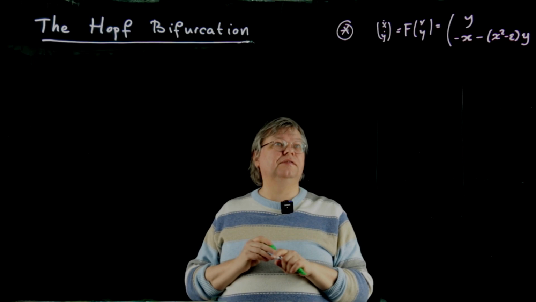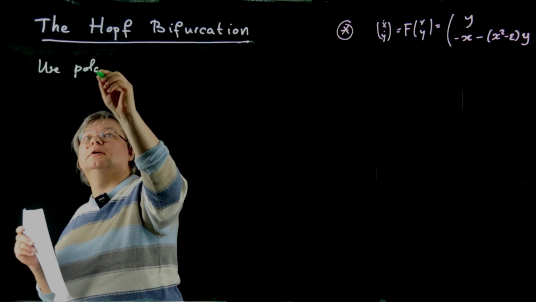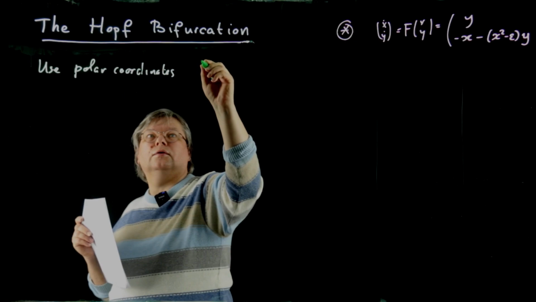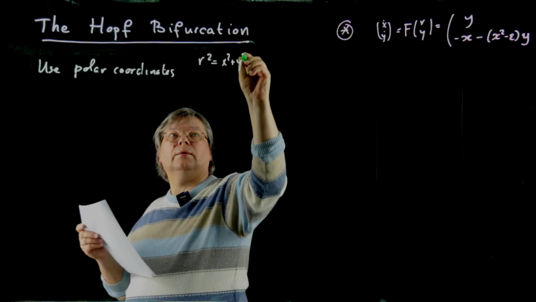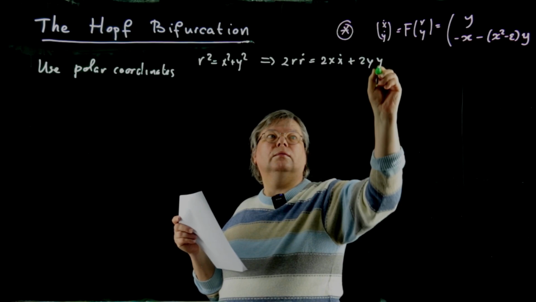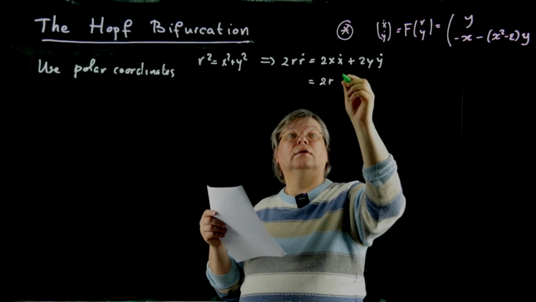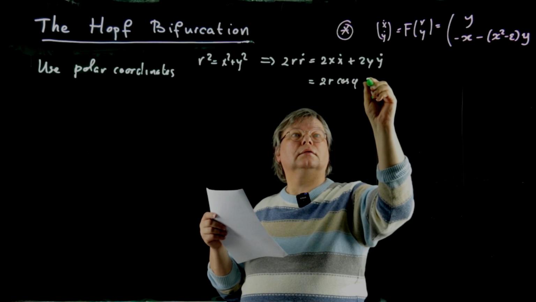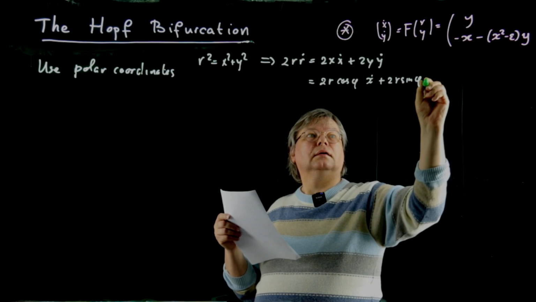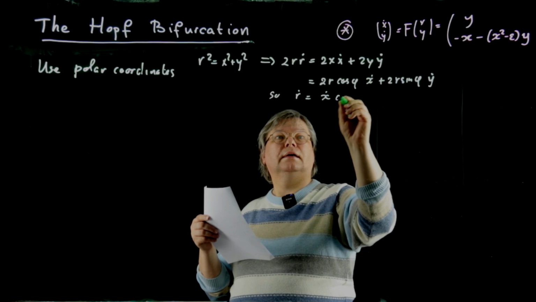Okay, so I cleaned the board, rewrote the vector field that belongs to this differential equation that I wrote down. And now we're going to use polar coordinates. So r squared is x squared plus y squared, which implies that 2r r dot is 2x x dot plus 2y y dot. And this can be rewritten as 2r cos phi x dot plus 2r sine phi y dot. So r dot is simply x dot cos phi plus y dot sine phi.